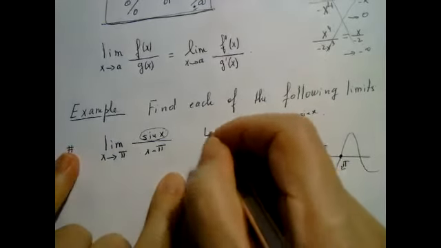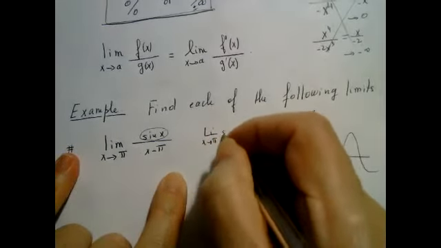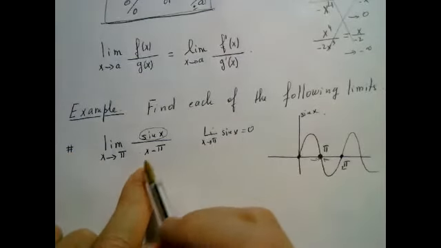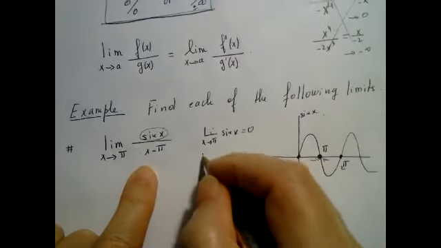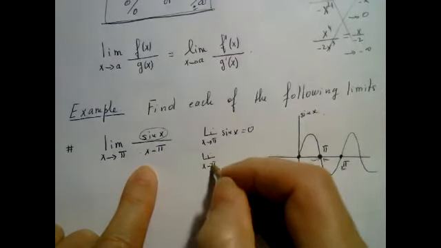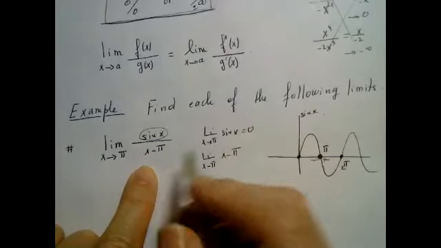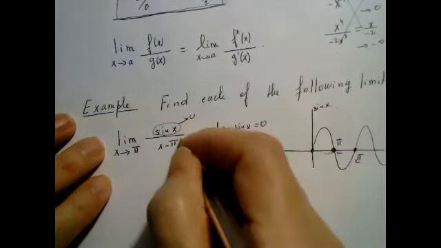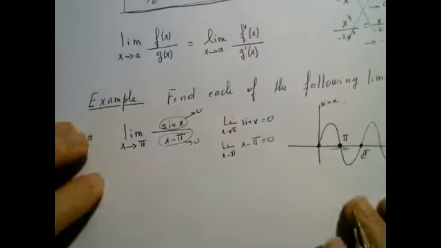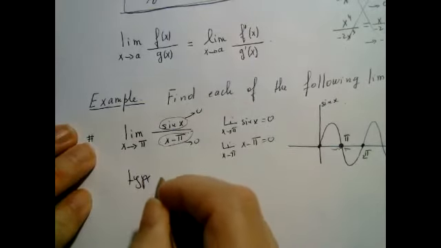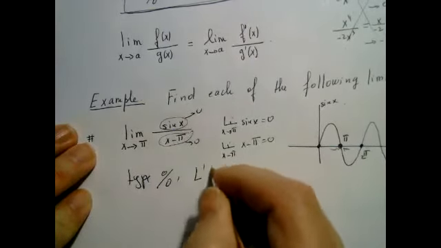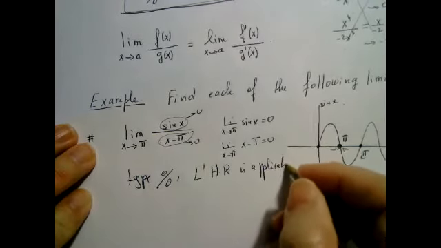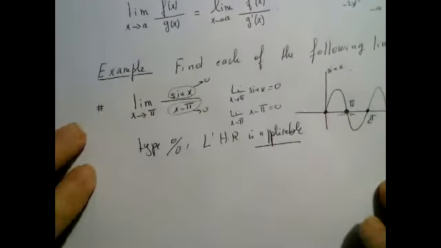So the numerator is equal to 0. The denominator, usually I should start with the denominator. It's really the denominator that starts giving me problems. Now the denominator also, when x becomes close to pi, pi minus pi equals 0. So this goes to 0, and this goes to 0. So this is type 0 over 0. L'Hopital's rule is applicable. So we have to make sure we can apply it. It is applicable. And now we apply it.